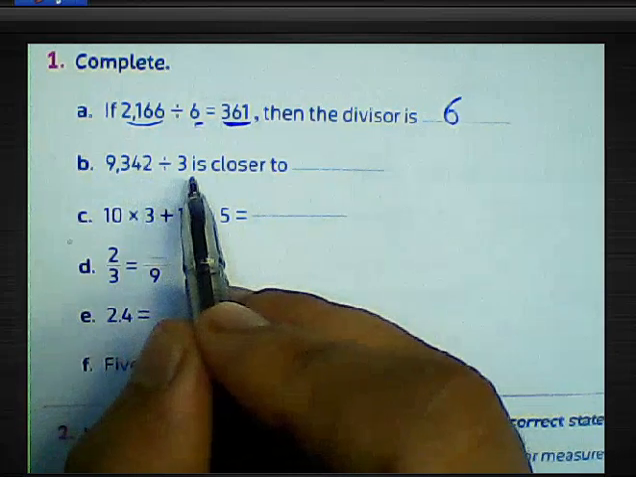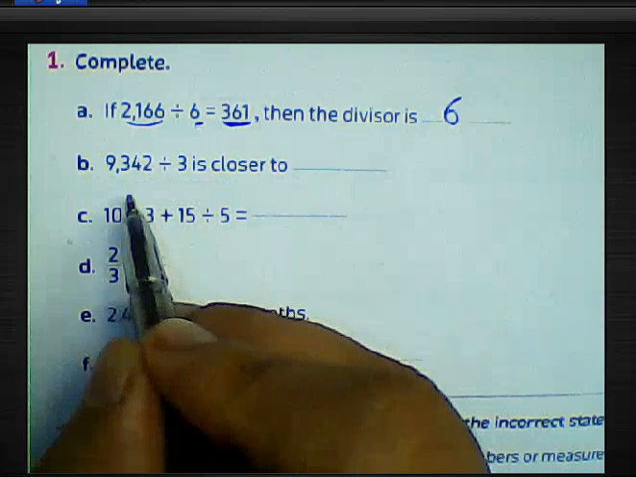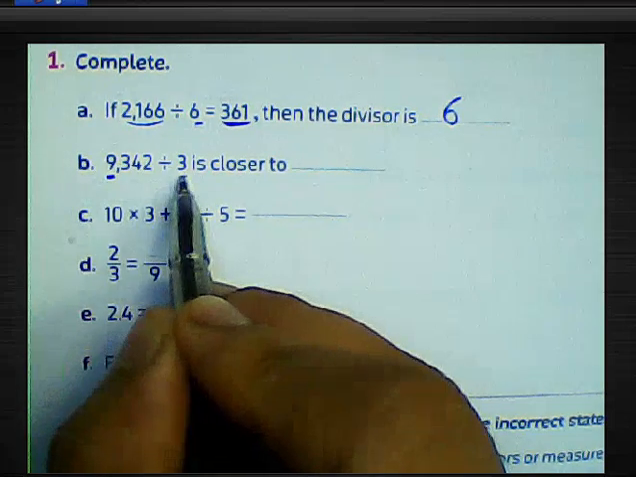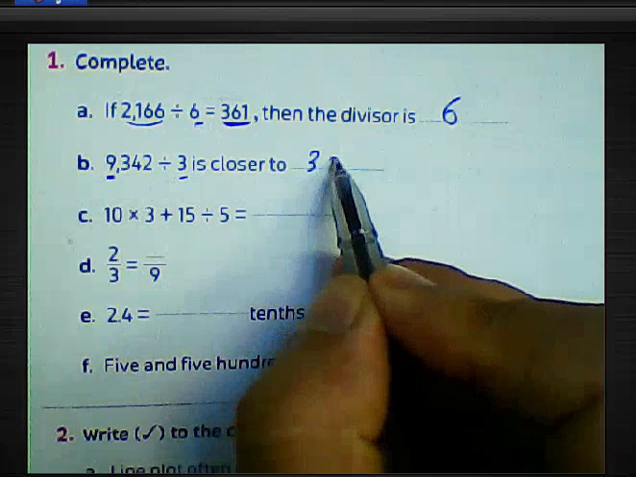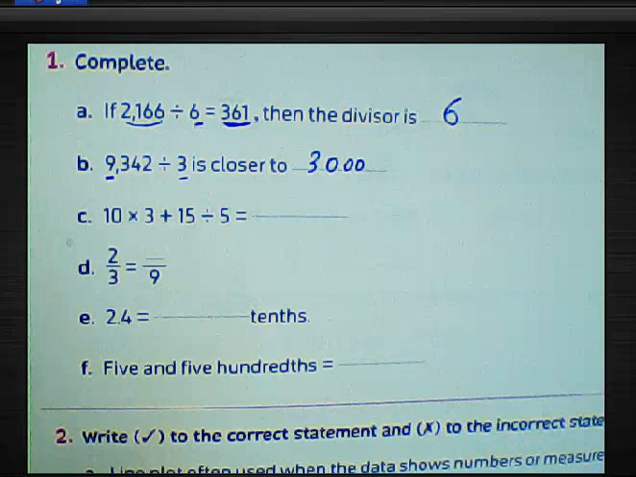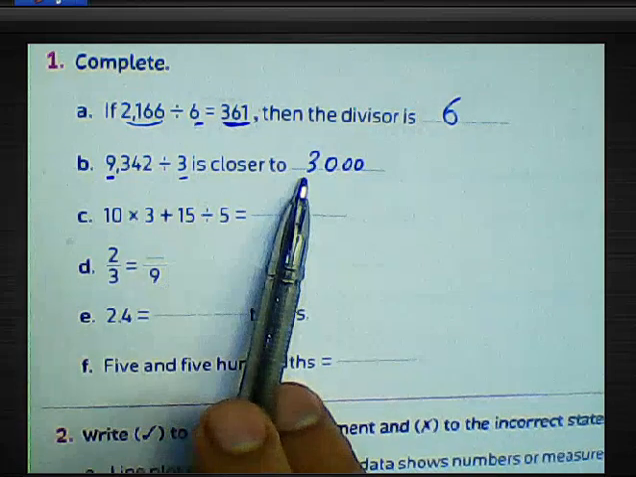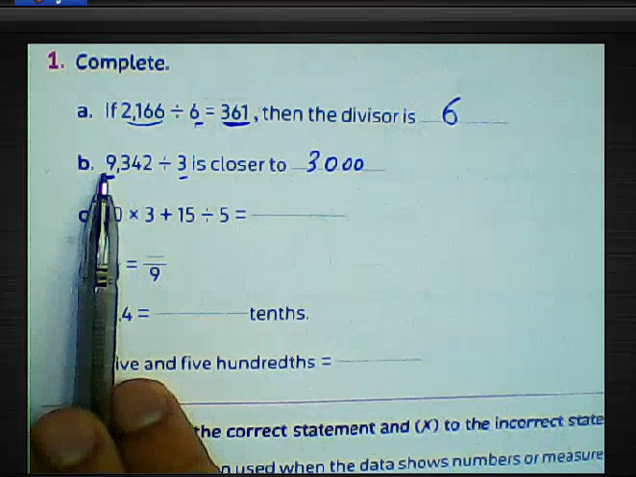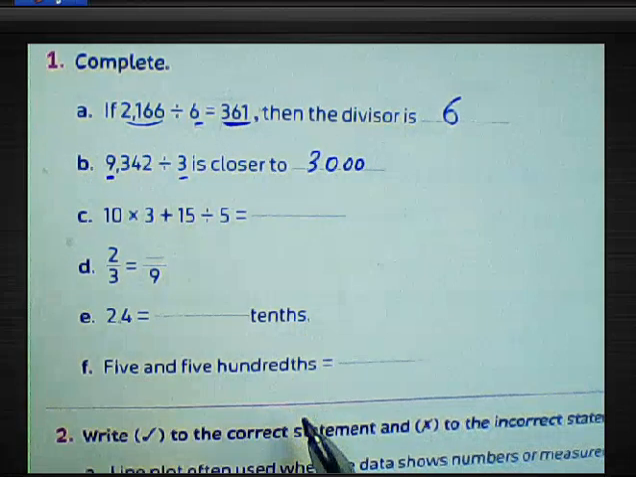9342 divided by 3 is closer to what? 9 divided by 3 equals 3, so we write 3000. Again, 9342 is closer to 3000 because 9 divided by 3 equals 3. 9 lies in the thousands, so the result will be 3000.